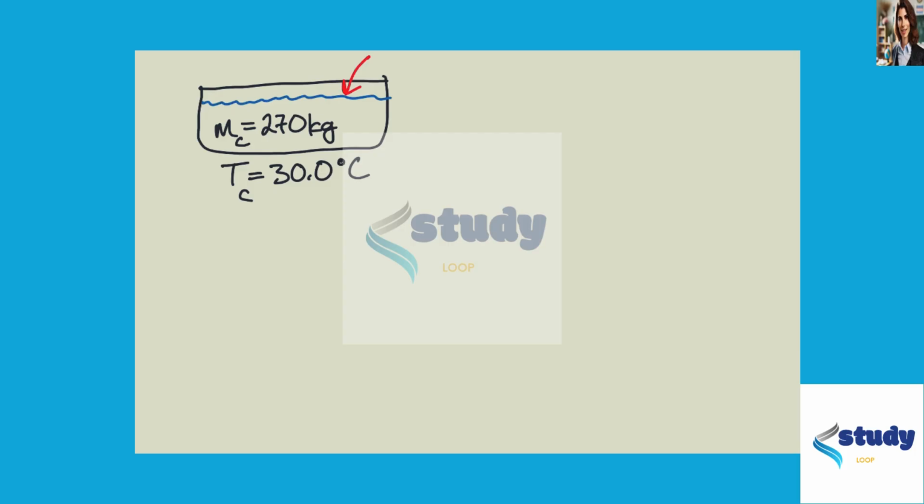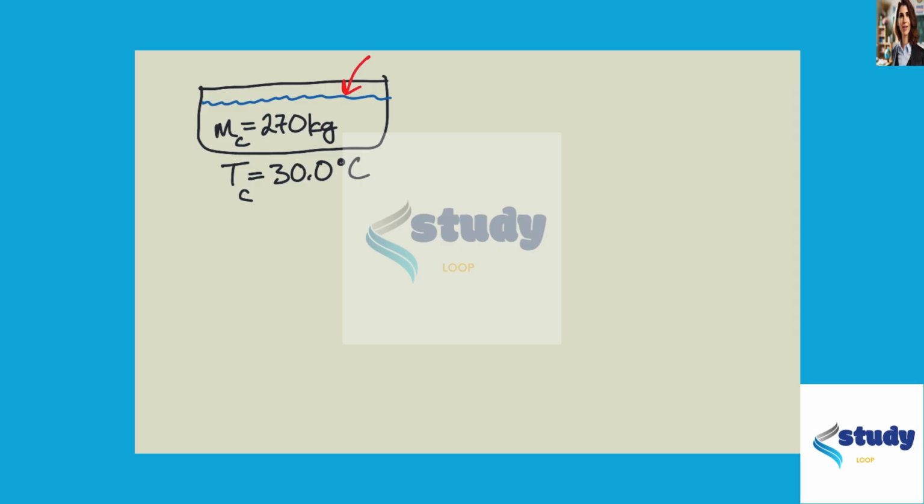We wanted to take a nice hot bath, but discovered that our roommate has used up most of the hot water. We filled the tub with 270 kilograms of 30 degrees Celsius water and attempt to warm it further by pouring in 5 kilograms of boiling water from the stove.